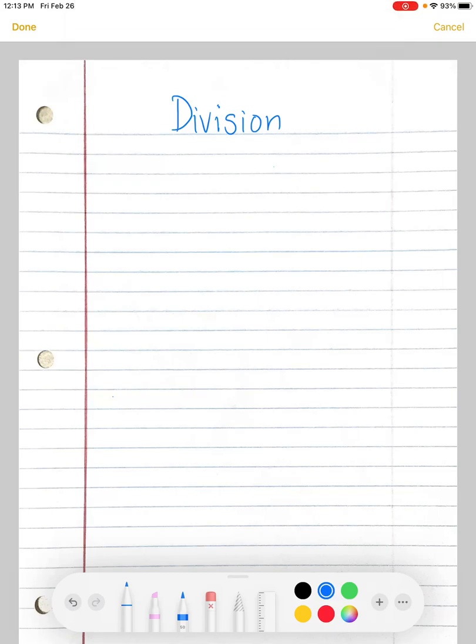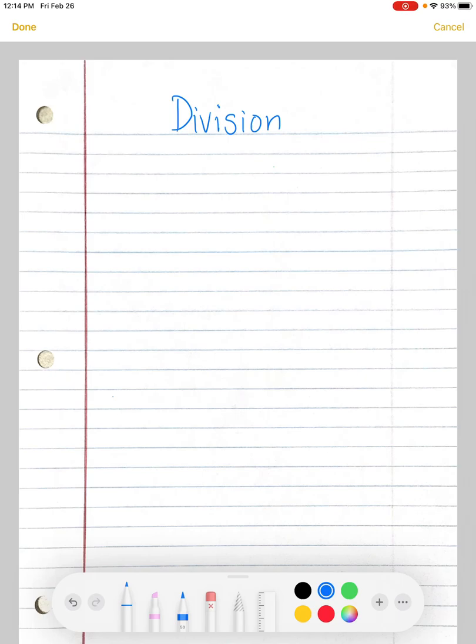Today we're going to talk about division. Division is taking a larger number and separating it into smaller but equal groups. If you've ever shared candy or donuts or anything like that with someone, then you've actually done division and didn't even know that's what you were doing.